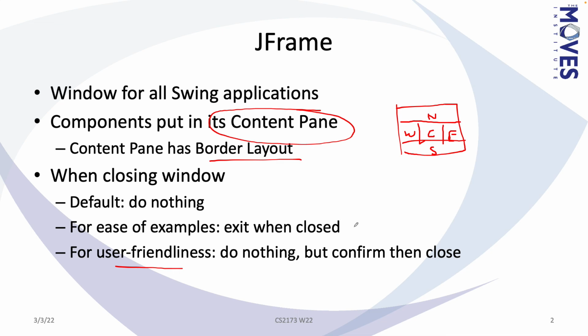However, in order to implement that, we're going to need to understand about modal dialogues and how certain events are trapped and responded to. So we haven't done that yet. So for the ease of the examples that we're going to do, the other option is that we're going to exit when we close. So this is the user unfriendly, the user hostile thing. In other words, when we hit the red X, then it's just going to close the whole program down.